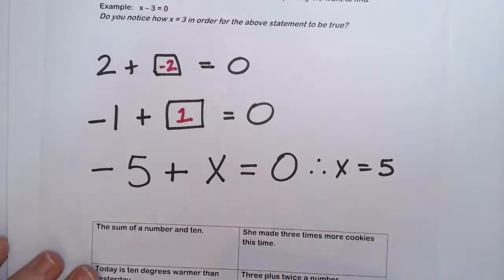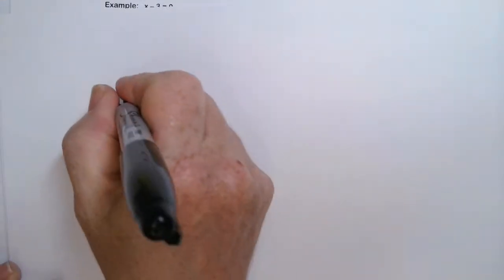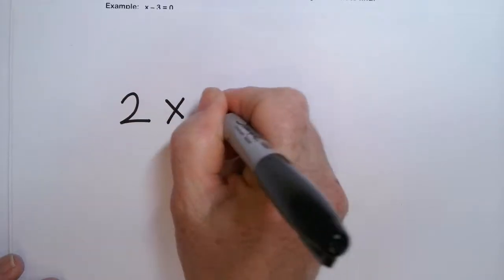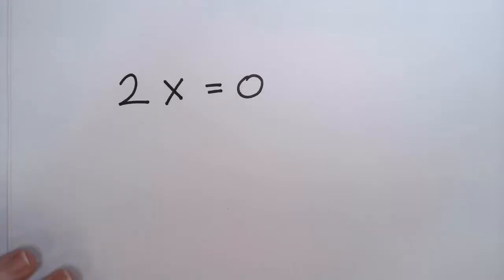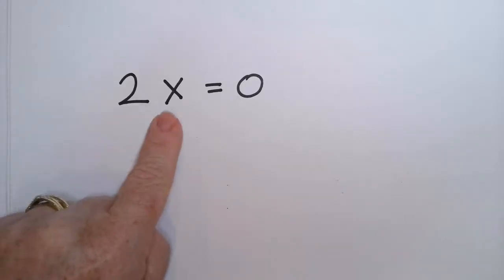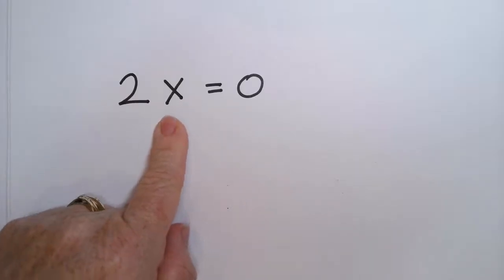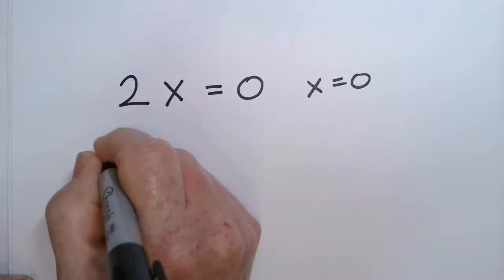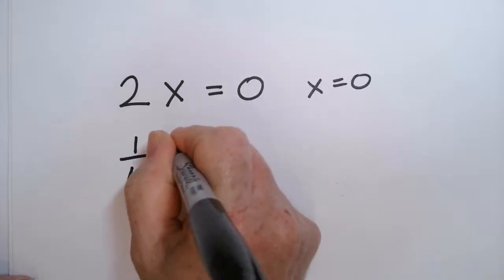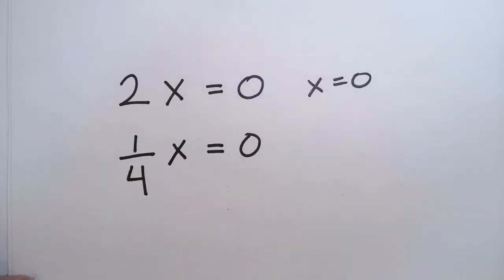Okay, let's do another one. What if I said 2 times x is 0? What does x have to be? Do you remember our properties from before? Identity, 0, distributive property. There were lots of properties, right? 2 times something is 0. What's the only value of x that will work? Yeah, x has to be 0. Good. What if I say 1/4 times x is 0? What does x have to be? It's still 0, right? Good.